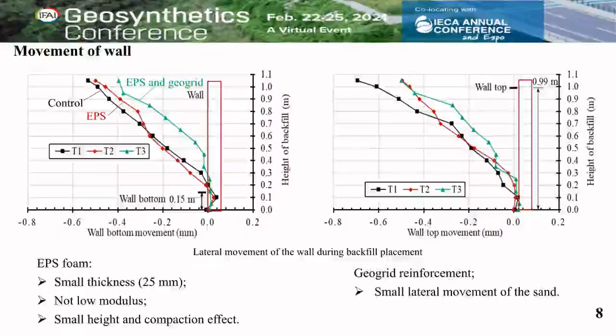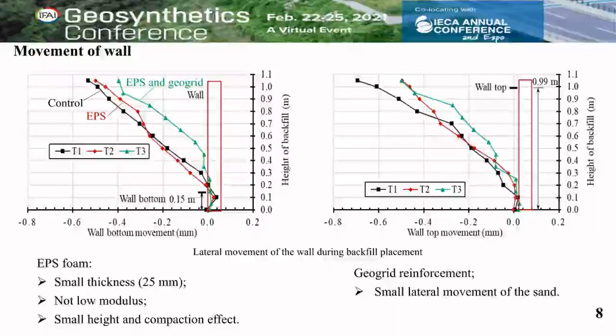From those two figures, we can say that the geogrid had a significant effect to reduce the wall movement. The reasons for this phenomenon may be that the geogrid can restrain the natural movement of the backfill.